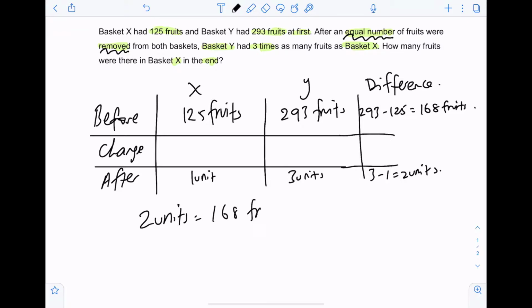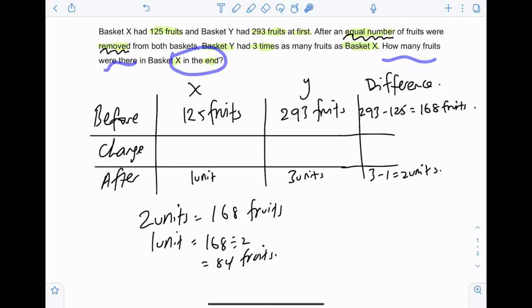So we proceed to find 1 unit. That will be 168 divided by 2, 84 fruits. So how many fruits were there in basket X in the end? There's just 1 unit, and there's just 84 fruits.